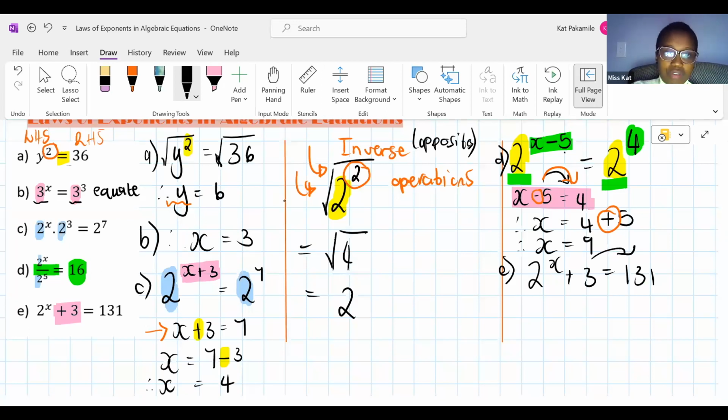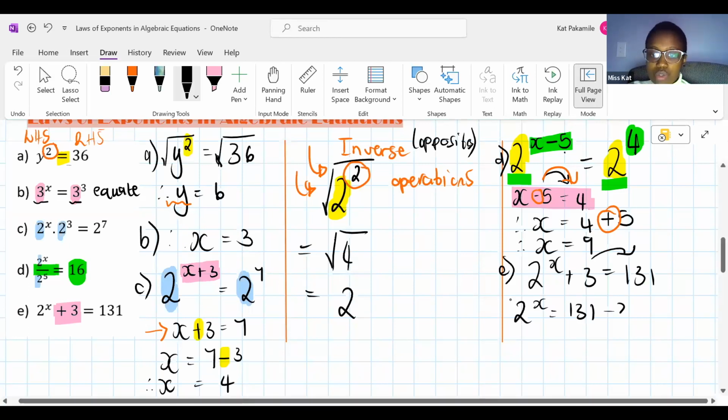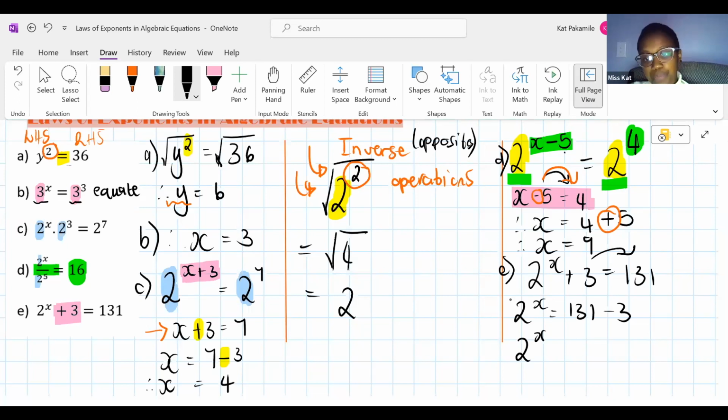If you do that, let's see if Eddie wants to help me do this one. Yes, Eddie. You would take it over and it would become 131 minus 3. So it'll be 131 minus 3. So 2 to the power of x is how much? 128. Thank you.